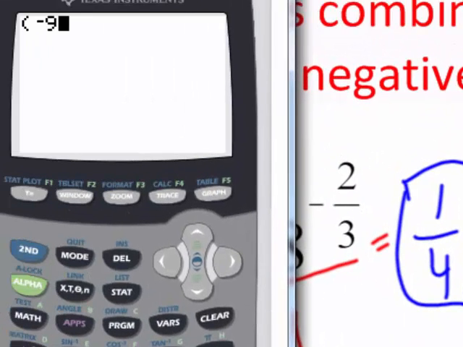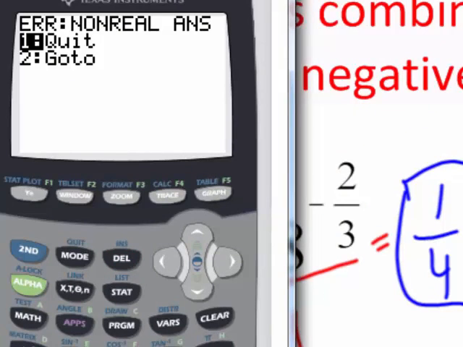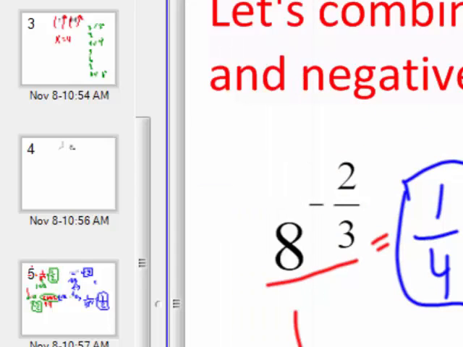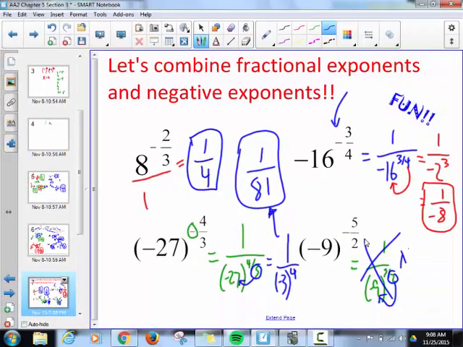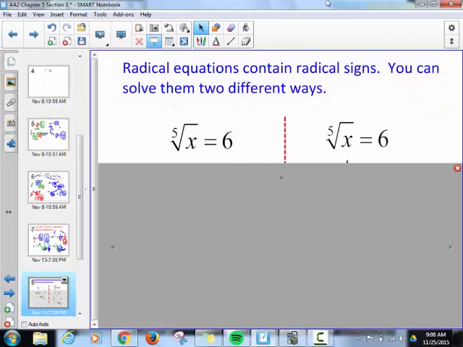Parentheses, negative 9. Doesn't work. Okay, so this one does not work. There's no answer for that one. No answer. All right, so we're getting good at this. So when they get it put in equations, we can solve these two different ways.